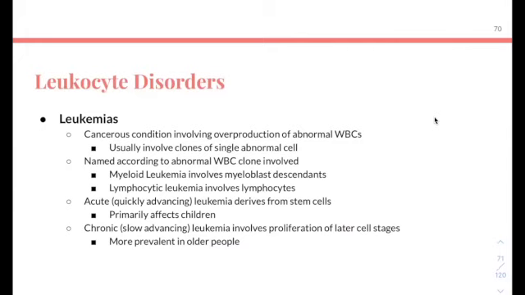Acute leukemias derive from stem cells. That's common in children, but there's also chronic leukemia, which involves the proliferation of later cell stages. So that's more common in the elderly.